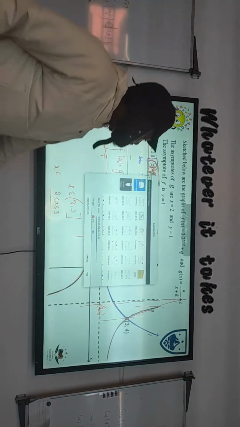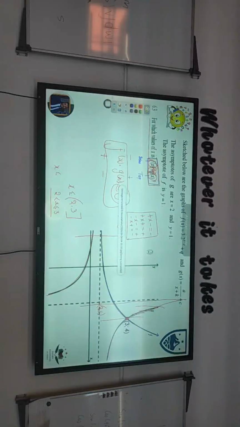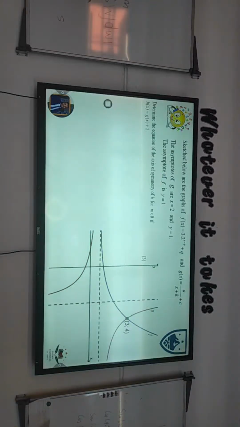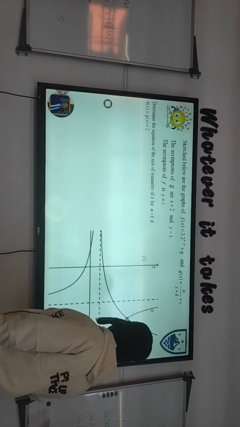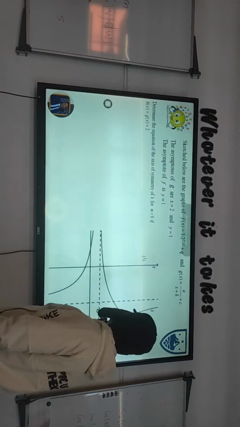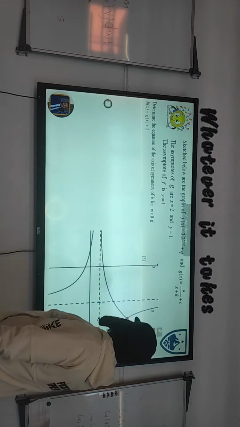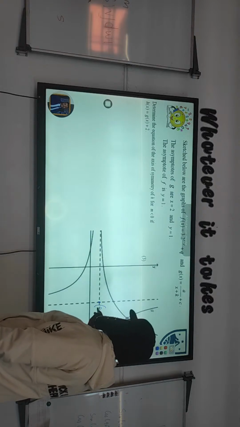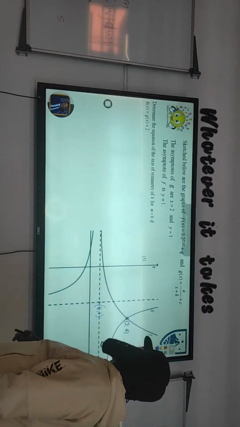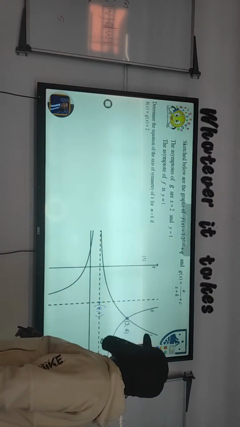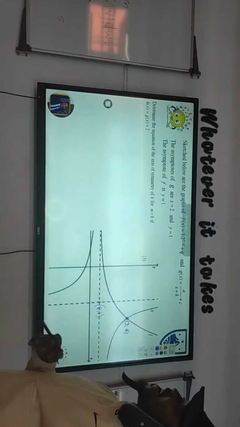The next question is, we had 2 and 1. Are there any other points? Determine the equation of the axis of symmetry.